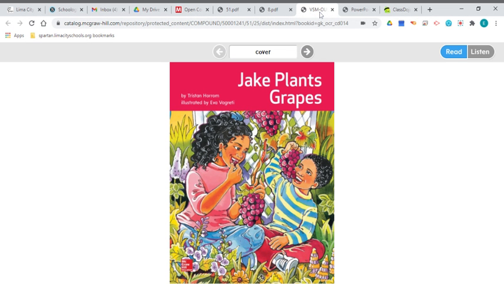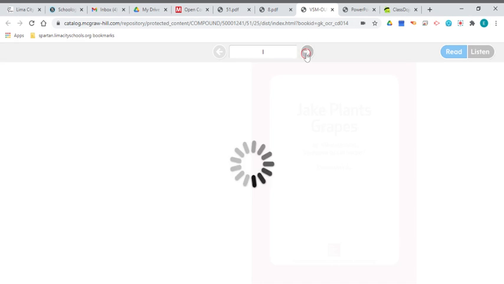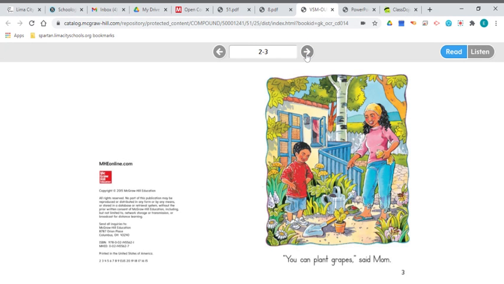Now let's take a look at Jake Plants Grapes. All right, high frequency word you, high frequency word can. And here's one of the words that we sounded out. Plant. You can plant, here's one of the other words, grapes. You can plant grapes, said Mom.